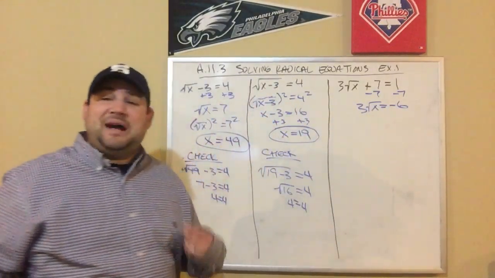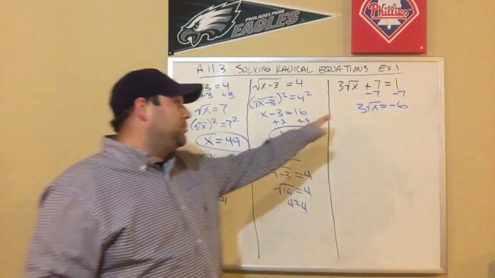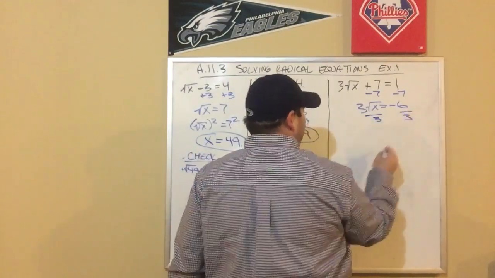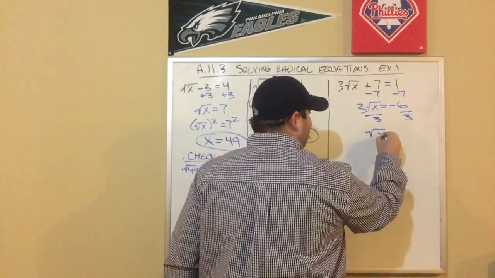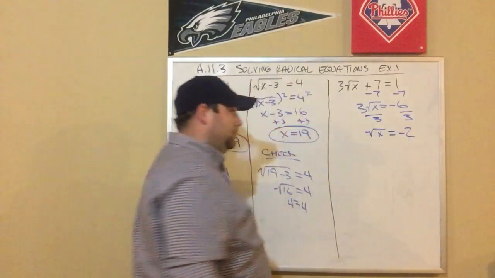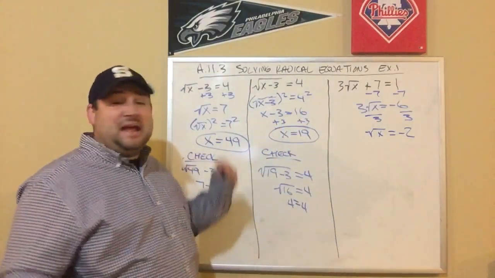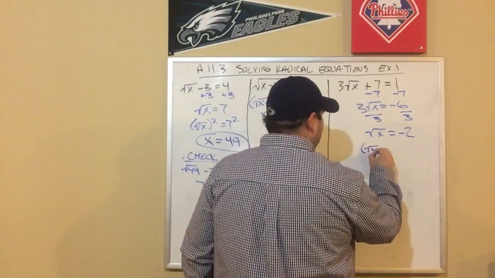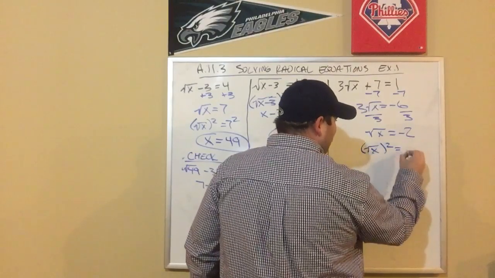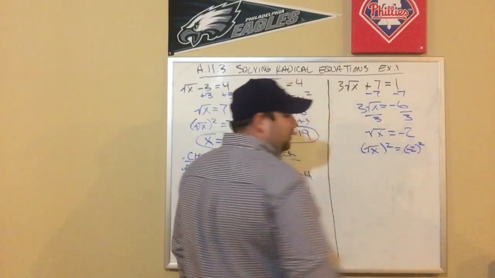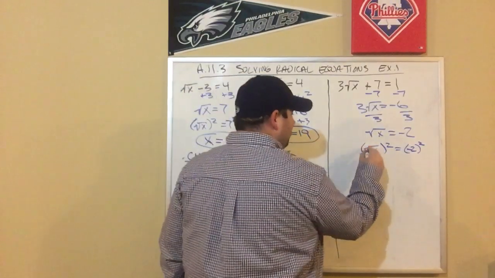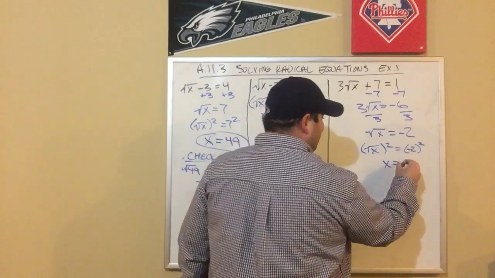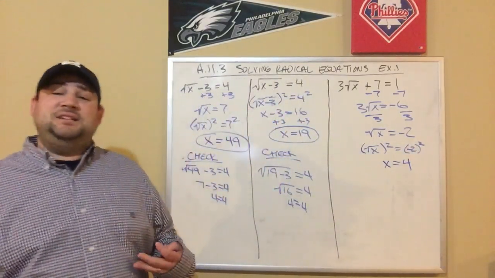My next step is, if you've got a number outside the square root, so 3 is being multiplied by the square root, we do the opposite, and we divide by 3 to cancel that out. They cancel, so now I get root x equals negative 2. Our next step is, now that we've got the square root equals, we can square both sides. So the square root of x squared equals, when you're squaring a negative number, remember, put it in parentheses. So when I square this, square root and square cancel out, I get x equals negative 2 squared, which is positive 4. So I got x equals 4.